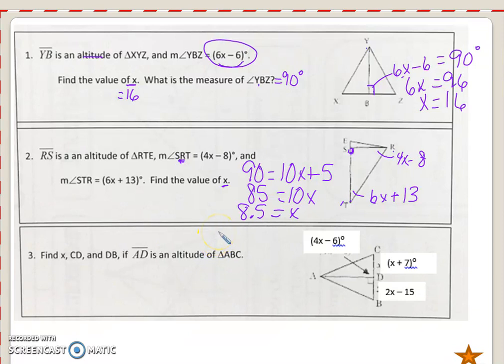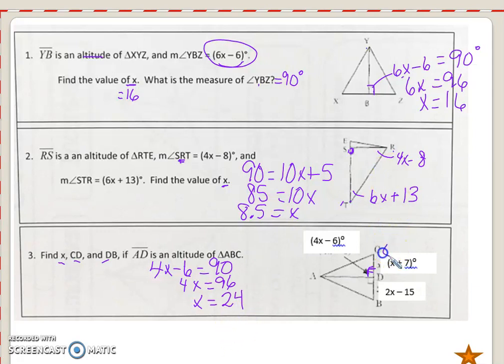Okay? The last one also tells you that you have an altitude. They want you to find x and the measure of the two segments that they've marked. Okay? Now we're going to find x by using the fact that this is a right angle. And we have a measure for this right angle at 4x minus 6. So if we put 4x minus 6 equal to 90, and we add our 6 and divide by our 4, we get 24 for x.